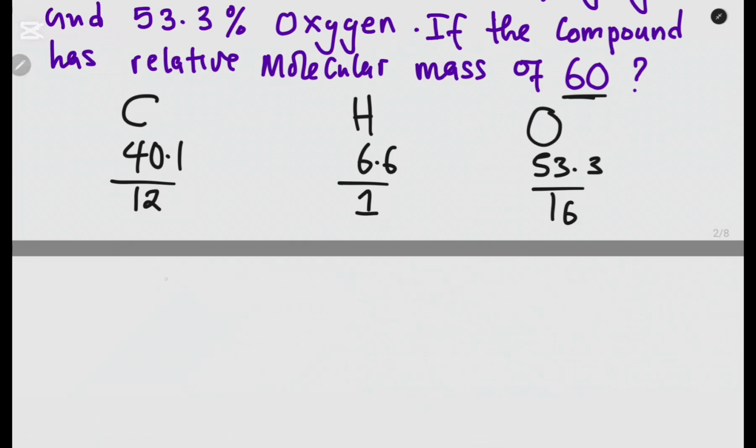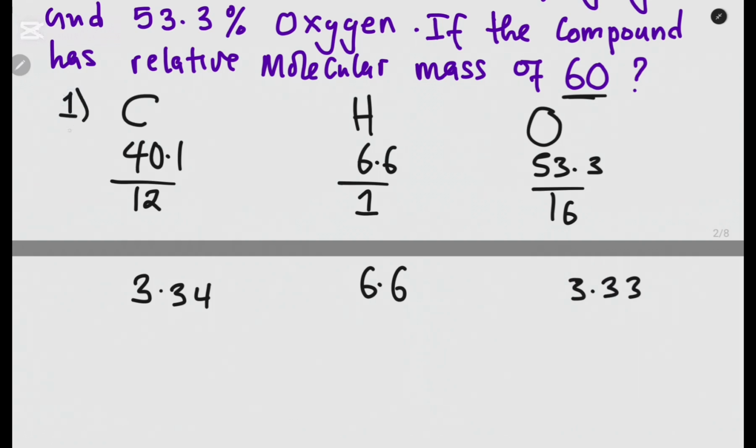So now what we are going to have for the first one, that is 40.1 divided by 12. So here I'm finding 3.34. Then here I'm finding 6.6. Then here I'm finding 3.33. Okay, now let us go to the next step.